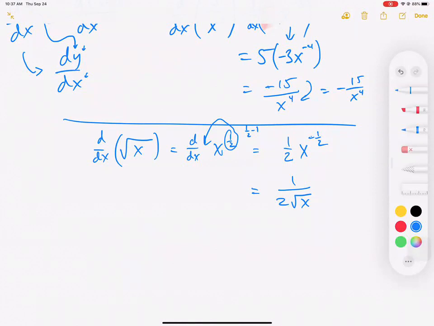So that's it. Turns out that that's actually the derivative. And what that means is this is the slope equation. These are all the changes of my square root of x graph. I can predict you what the slope is. You just give me an x.